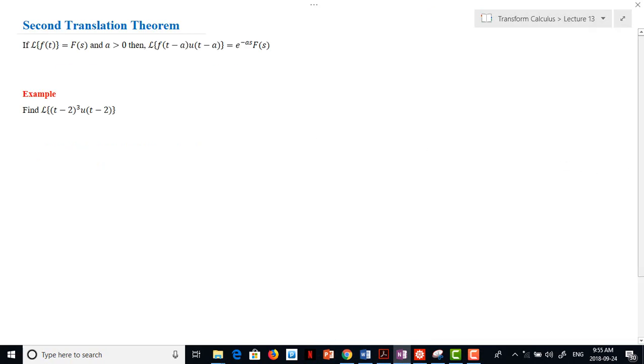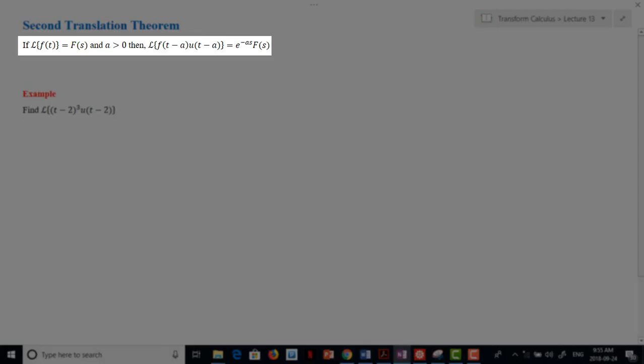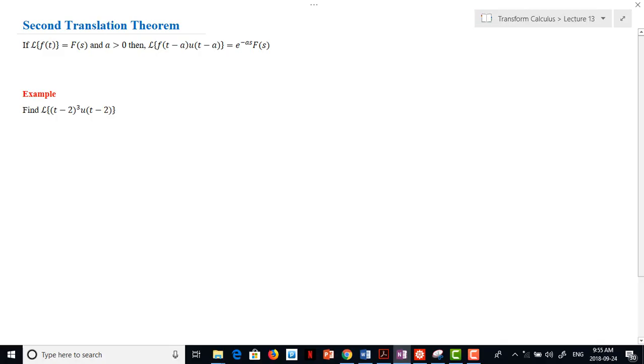The second translation theorem says that if the Laplace transform of f(t) is equal to F(s) and a is greater than 0, then the Laplace transform of f(t minus a) times u(t minus a), which is the unit step function, is equal to e to the power of minus as times F(s).